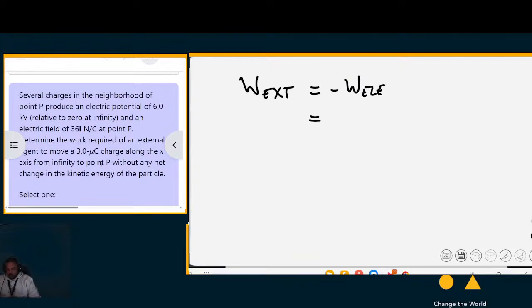Now, what do we know about the external work? We also know that the external work done, you need to know all of these formulas, is equal to the change in the potential energy. And what is the change in potential energy from your formula? It is Q delta V. We've just dealt with this formula.